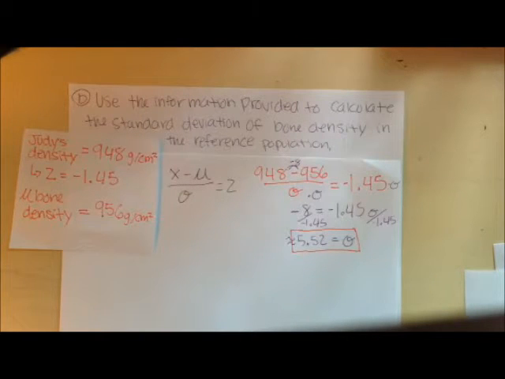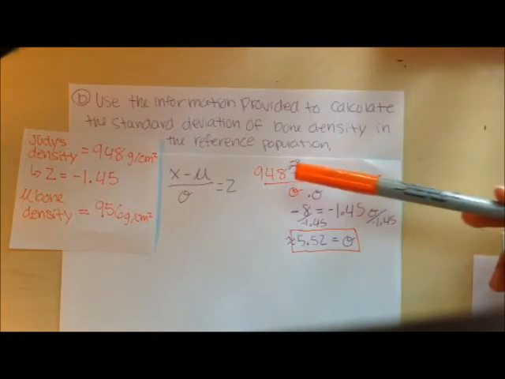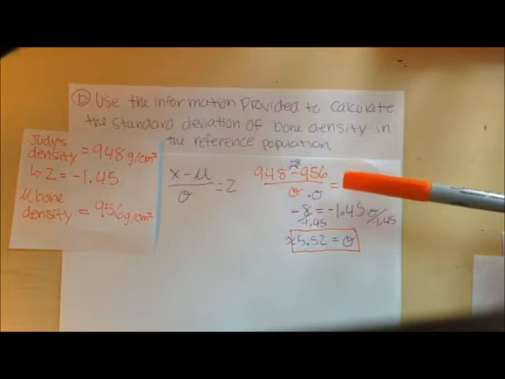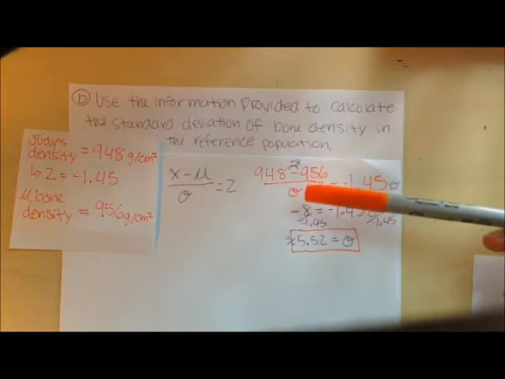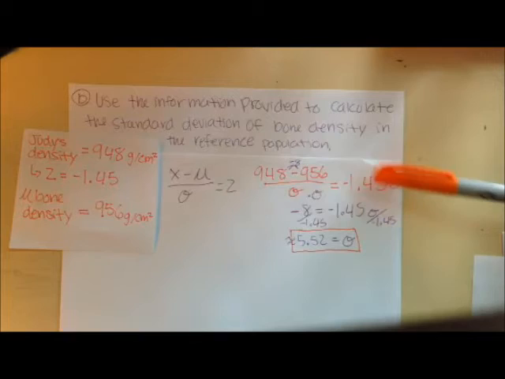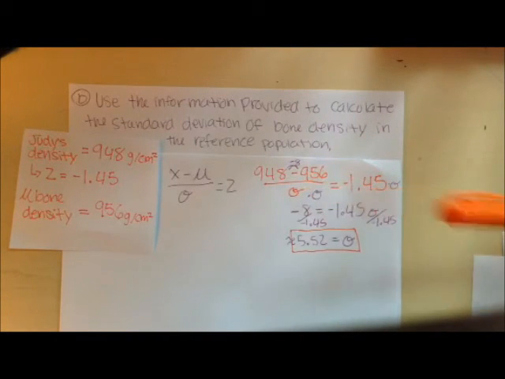And just a quick recap of how we did this. We plugged Judy's information into our equation and then took her standardized score and worked backwards to figure out what we didn't know, which in this case was the standard deviation for the population. And that sums up question number 2.